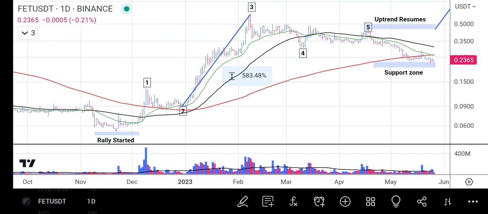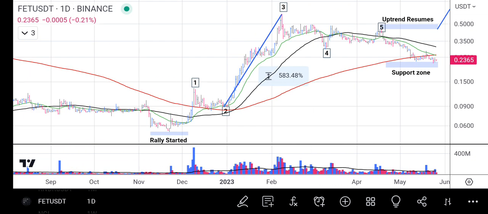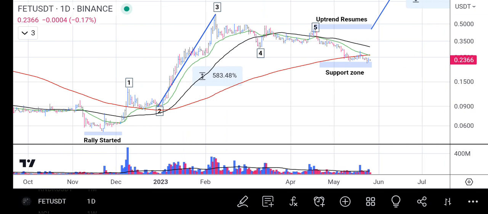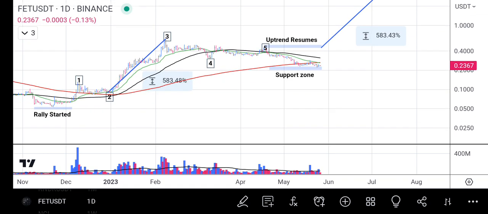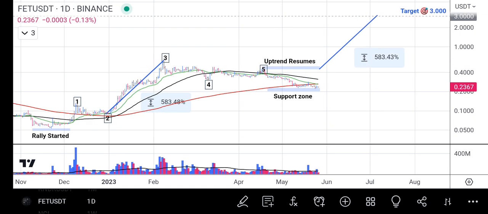Let me now show you our projection. Our projection is always the distance of the last rally, and when you look at the last leg of the rally that was made, that was from 0.2 to 0.3. It's around a 583% increase. That's exactly the percentage Fetch.AI will move if it finally breaks out above 0.5, and that's what we use to set our projection, which means 3.0000. That's our projection for Fetch.AI if it finally breaks through 0.5.